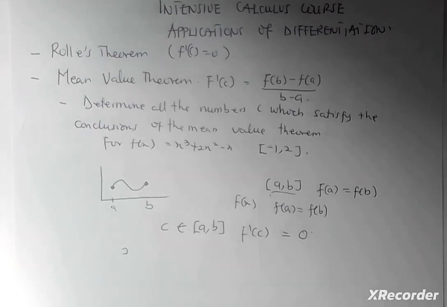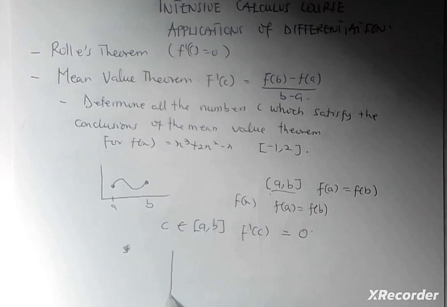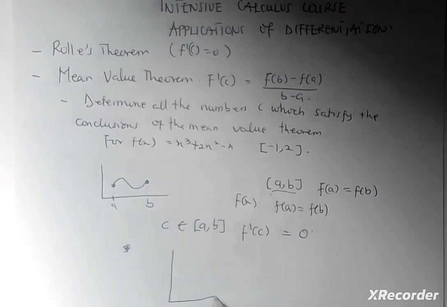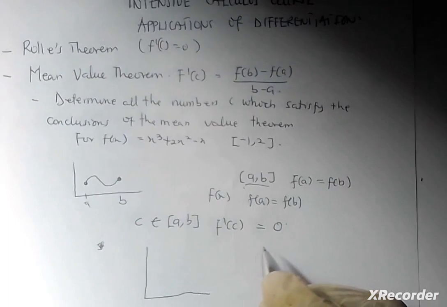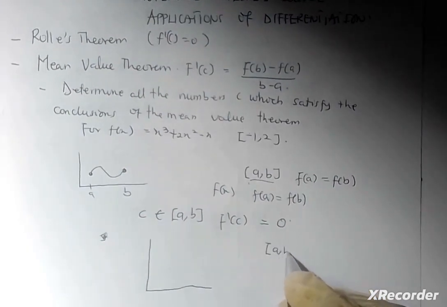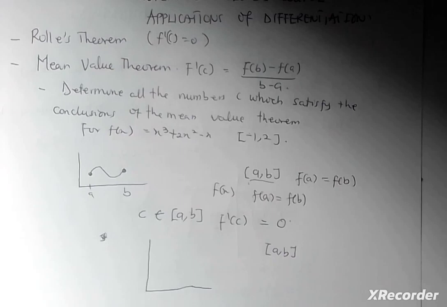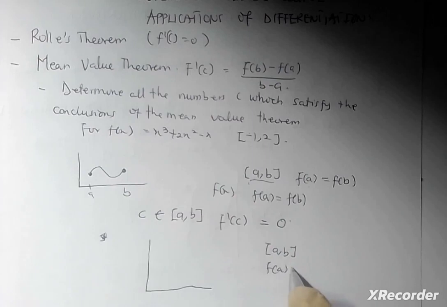Mean value theorem. When you see mean, it is finding the average of a set of numbers we have in a system. Let me draw a graph here. If you have a graph and the function defined on a particular interval [a, b], where it is continuous, and differentiable as well. Therefore, in this theorem, f(a) should not be equal to f(b).